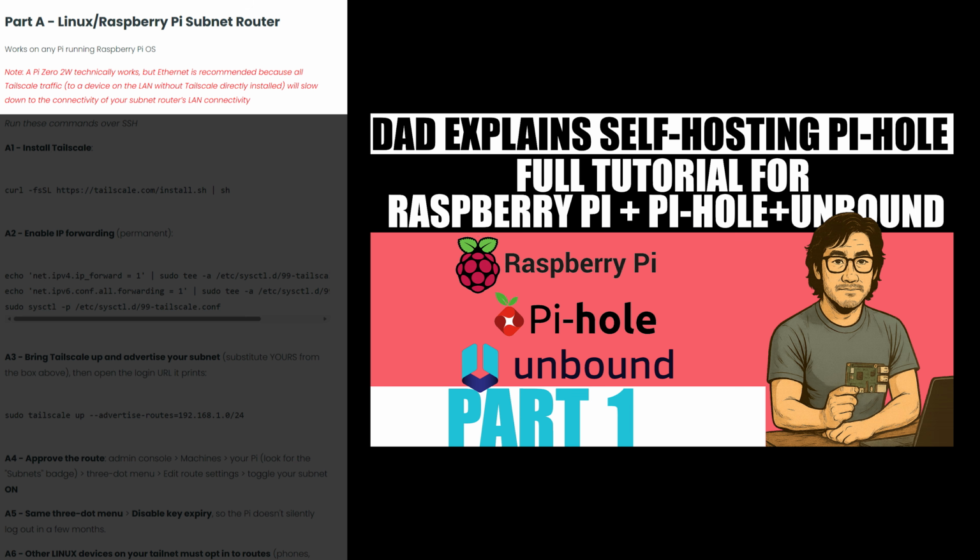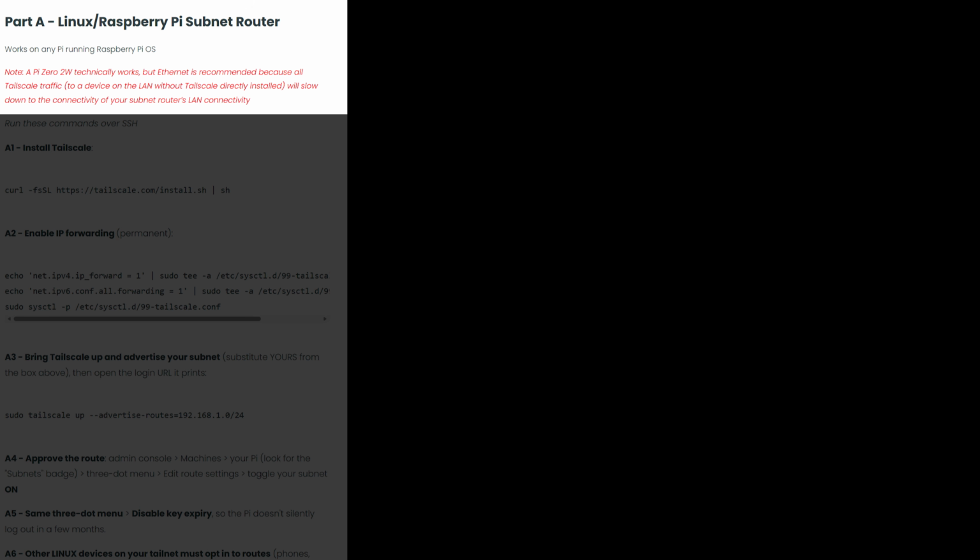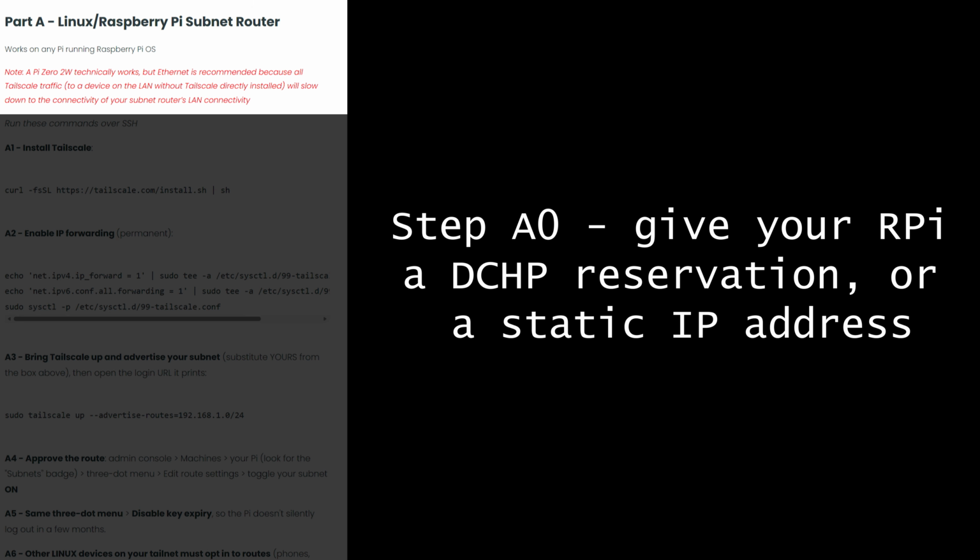You'll be using SSH. If you're not familiar with how you use SSH, I explain it pretty well in the Pi-hole video. Every command I'm about to run is on the worksheet in Part A, so don't do the whole pause and squint thing. Watch now, copy and paste later. So it's the zeroth thing first. Give the Pi a DHCP reservation on your router or set a static IP so its address never changes. Same drill as the Pi-hole and WireGuard Home videos. A subnet router that wanders around your network is a bad time.